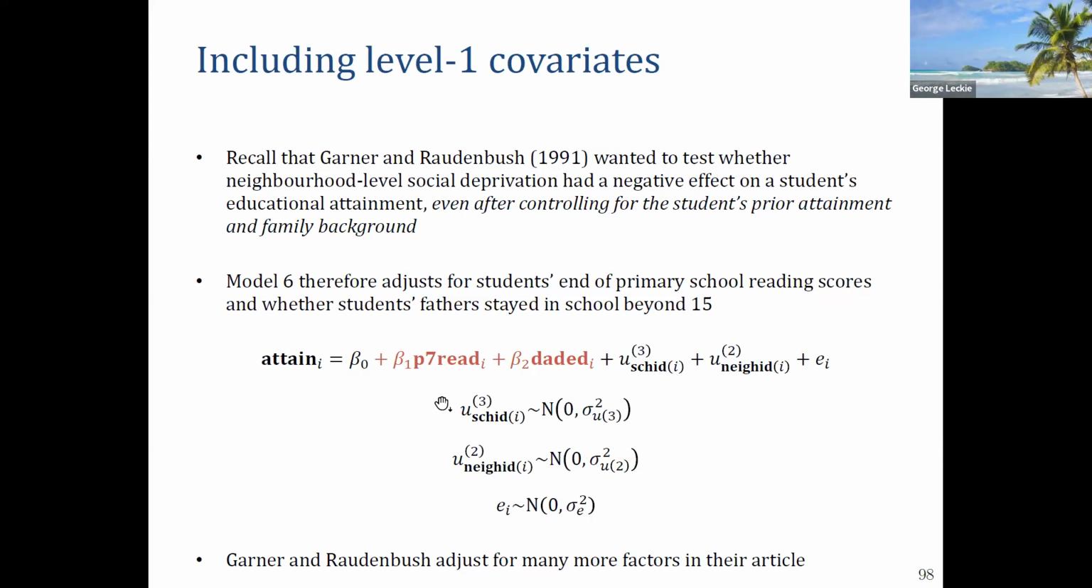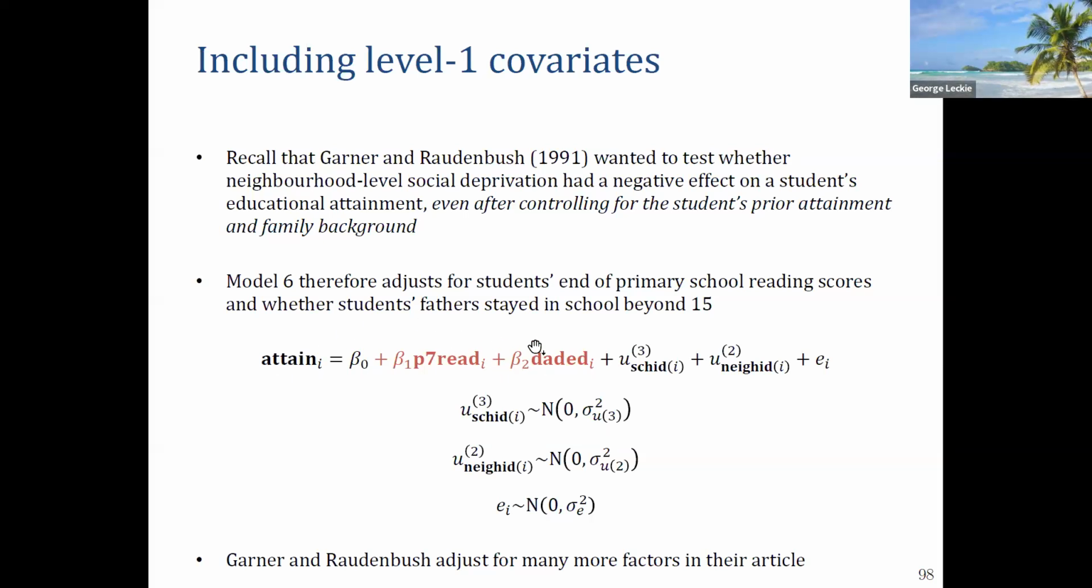But essentially, here I've added in attainment 5 years earlier, so we expect a strong positive coefficient of beta 1 because it can be highly predictive of later attainment. Here's dad's education. The dad stayed in school beyond 15. Here we expect a positive coefficient. Those kids whose families had a father who has more education, well, that is positively predictive of their own education.